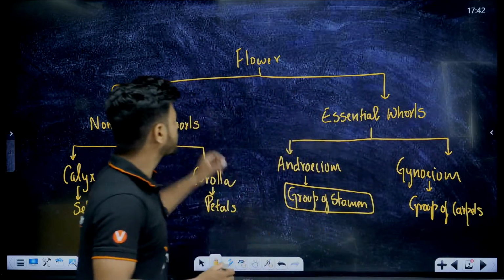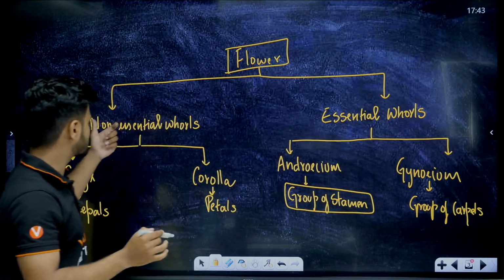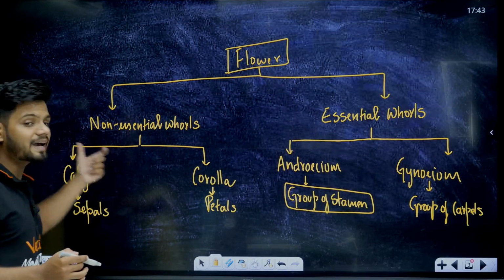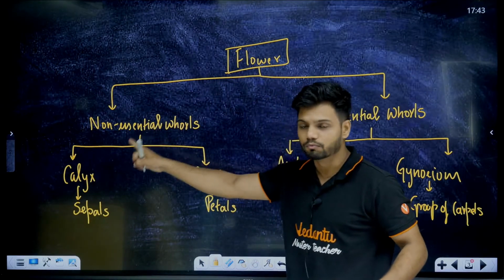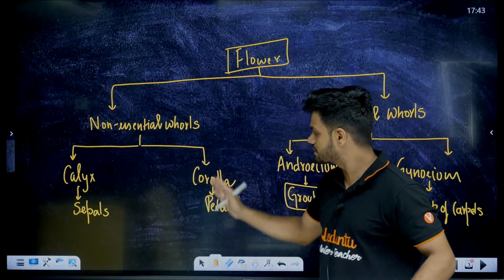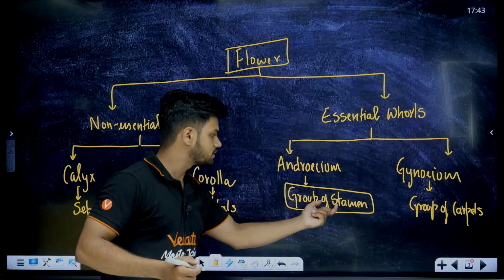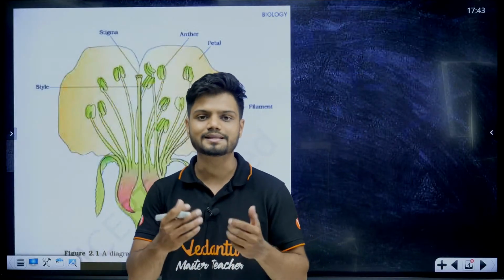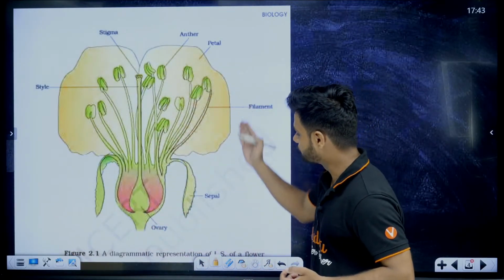So the reproductive part of a plant is called a flower. We have your essential whorls and non-essential whorls. Non-essential whorls are indirectly involved in reproduction. That is your calyx and corolla. Calyx is called a group of sepals, corolla is called a group of petals. Then we have your androecium, that is group of stamens, and gynoecium as a group of carpels. Now this is your NCERT diagram. All of you know this diagram, right? That is your entire flower structure.